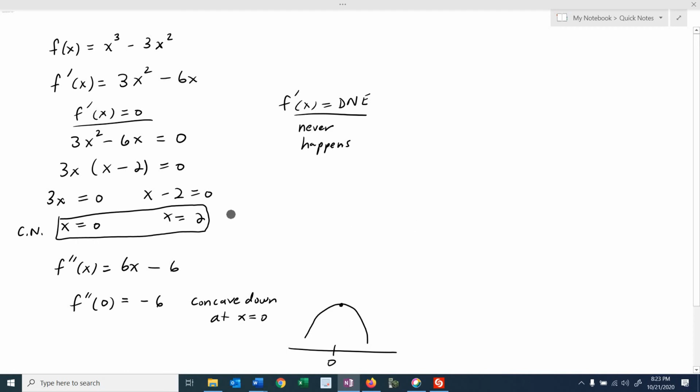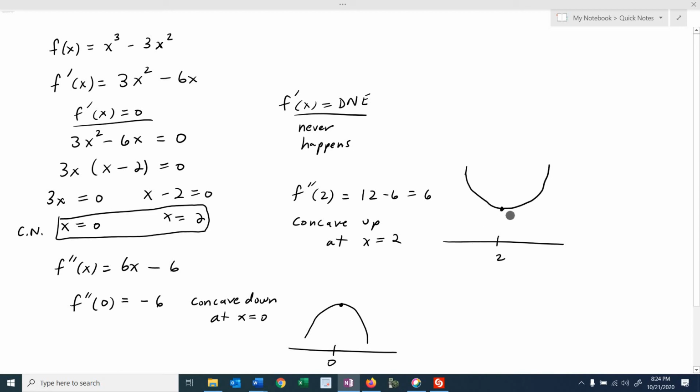Okay. Now let's try to classify this one. Plug 2 into the second derivative, and you get 12 minus 6, which is a positive 6. So that means it's concave up at 2. And so it looks something like this. At 2, you have a critical number, it's concave up, so it's got to look something like that. And so that must mean you have a local minimum at 2.